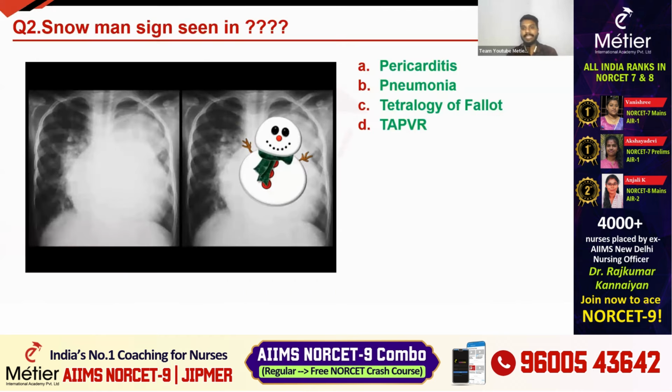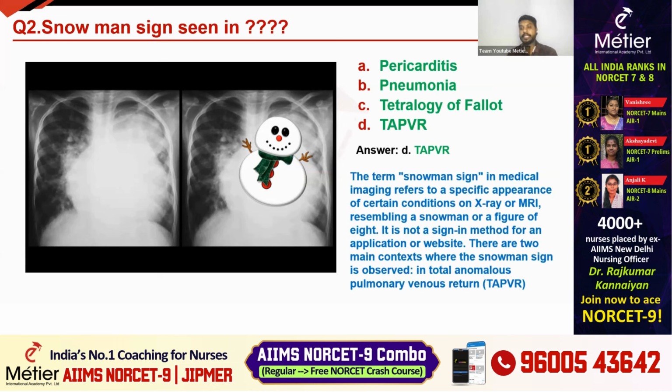Okay, next question. Snowman sign is seen in which condition? If we do a chest X-ray, we can see the snowman sign. In which condition can we see it? Options: pericarditis, pneumonia, tetralogy of Fallot, TAPVR. Okay, so what is the correct answer? The answer is option D, TAPVR.